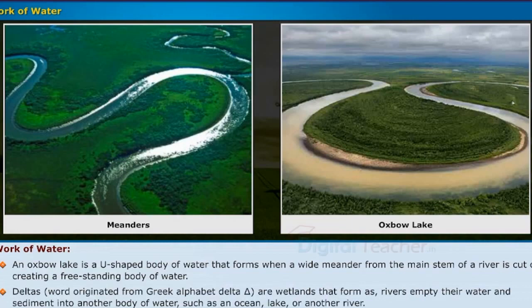Deltas, a word originated from the Greek alphabet delta, are wetlands that form as rivers empty their water and sediment into another body of water, such as an ocean, lake, or another river.